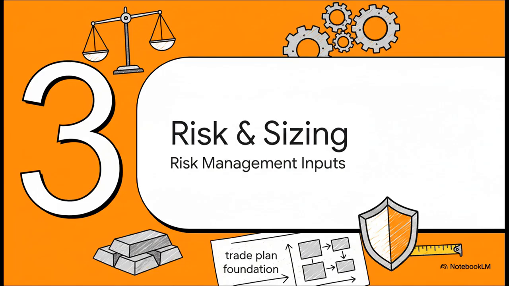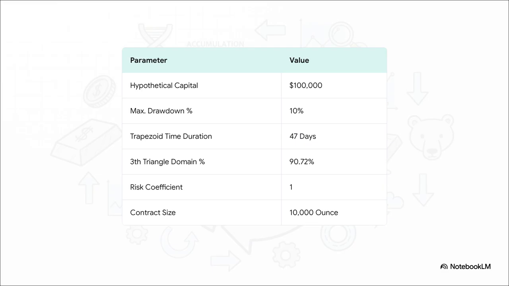Okay, let's move into Section 3, and this is a big one, risk and sizing parameters. You know, entry points are great, but how you manage risk is what really matters. So let's look at the inputs for the risk management plan. This table here is really the blueprint for the risk plan. We're working with a hypothetical capital of $100,000. The max drawdown is set at 10%, which is a key constraint. Then you see these other model-specific inputs: a trapezoid time duration of 47 days, a three triangle domain of 90.72%, a risk coefficient of 1, and a contract size of 10,000 ounces. These are the ingredients, so to speak.